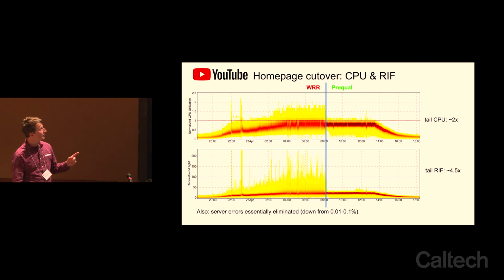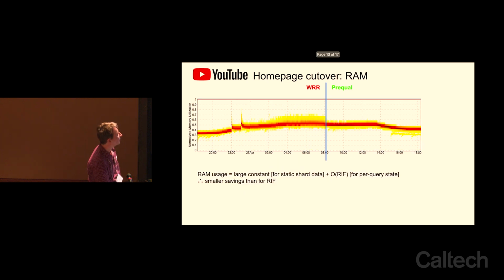This is basically looking at the CPU utilization. You can see we really tightened the tails of CPU utilization, which matters because that means we can provision less CPU, which saves resources. We tightened the number of requests in flight on servers, which also has impact on memory. We don't have to have as much memory to run the service. This is the same story around the memory tightening.